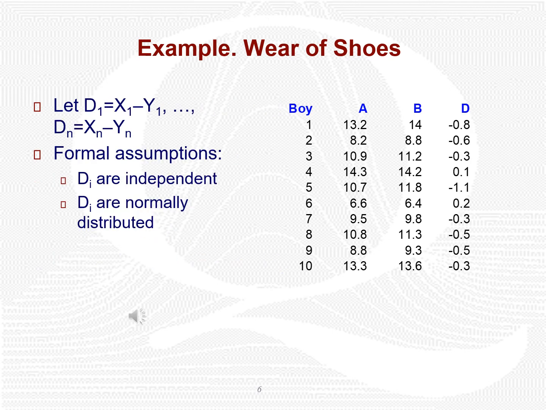Instead, let's create a new column of data. Let D be the difference between material A and material B. It really doesn't matter which is first and which is second, but you do need to keep track of it. Now the new random variable d sub i is assumed to be independent and identically distributed as normal.